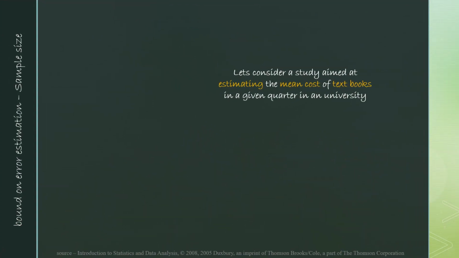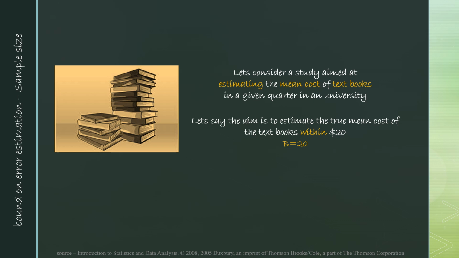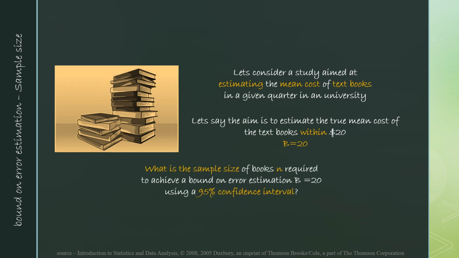Let's take an example. Let's consider a study aimed at estimating the mean cost of textbooks in a given quarter in a university. Let's say the aim is to estimate the true mean cost of the textbooks within $20, that is, b equals 20. What is the sample size of books n required to achieve a bound on error of estimation b equals 20 using a 95% confidence interval?